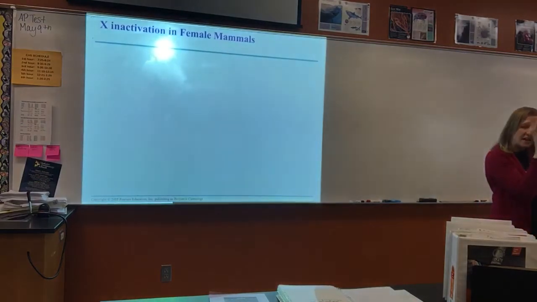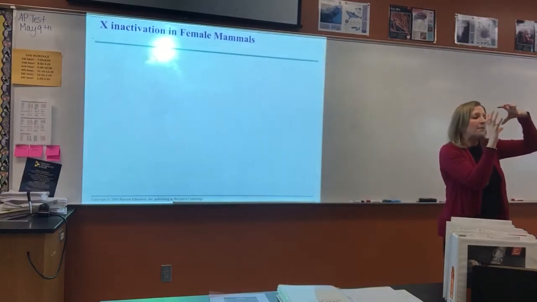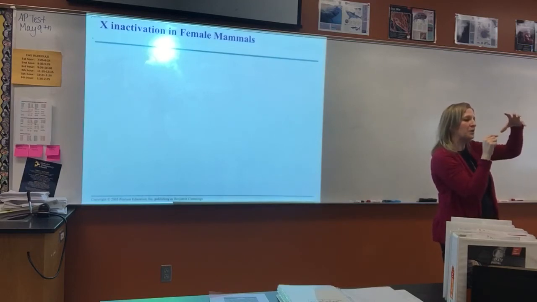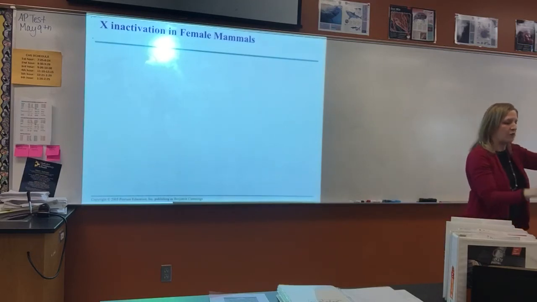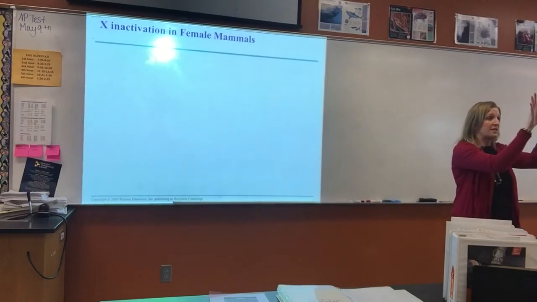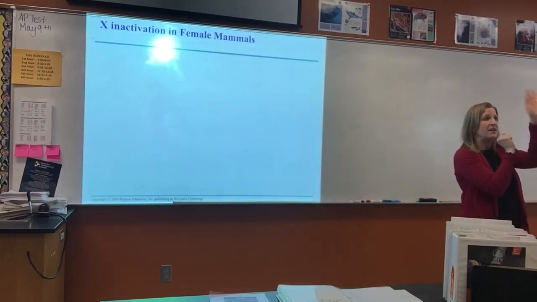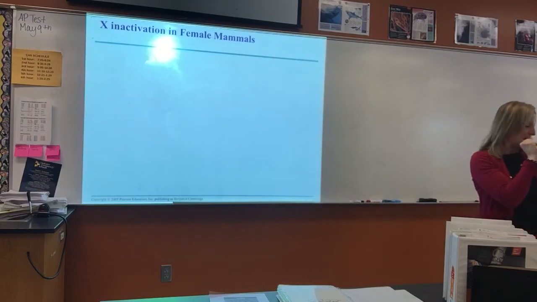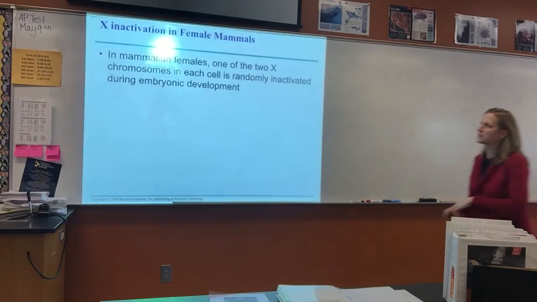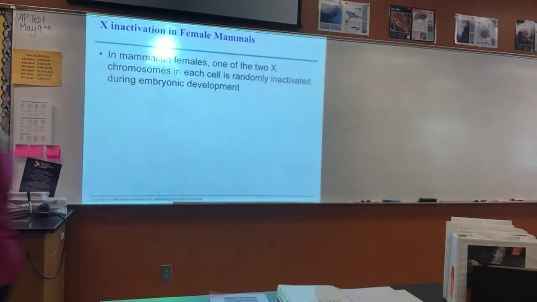into a cat. And then in that development process, at some point, randomly in every single cell in this embryo, one of the two X's for the female becomes inactivated, which means it doesn't work. So a female has two X's, and then in cells randomly one becomes inactivated, so only the genes on the one that isn't inactivated actually work. And so that's what's called X inactivation. So in mammalian females, one of the two X chromosomes in each cell is randomly inactivated during embryonic development. And it's random, as far as which one will become inactivated.